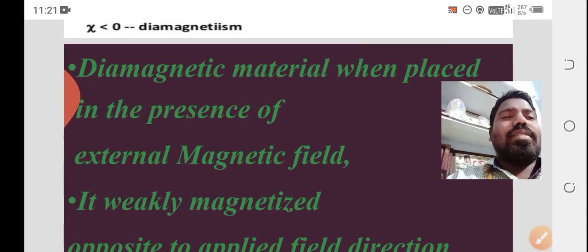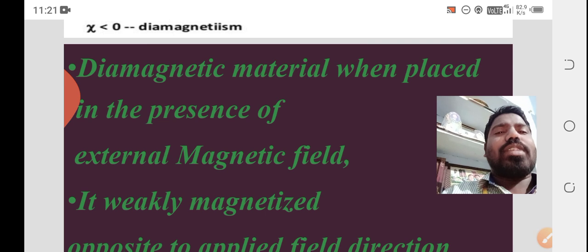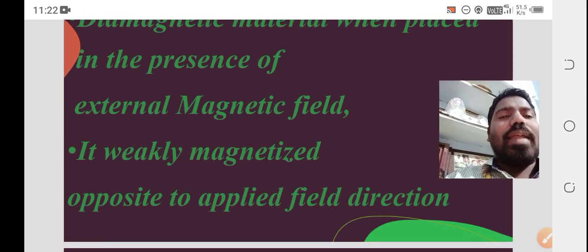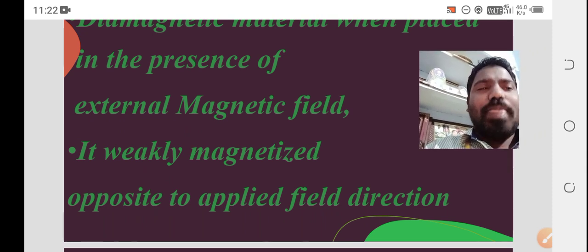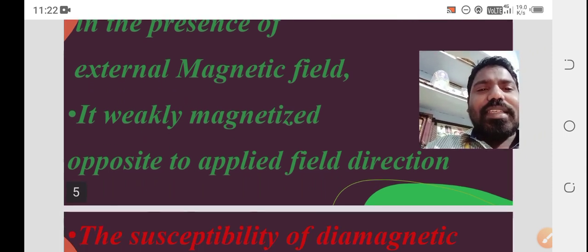Just now we already discussed this; once again I will explain to you. A diamagnetic material, when placed in the presence of a magnetic field, weakly magnetizes, that means it feebly repels, opposite to the applied field direction. In other words, it is weakly magnetized opposite to the applied field direction.